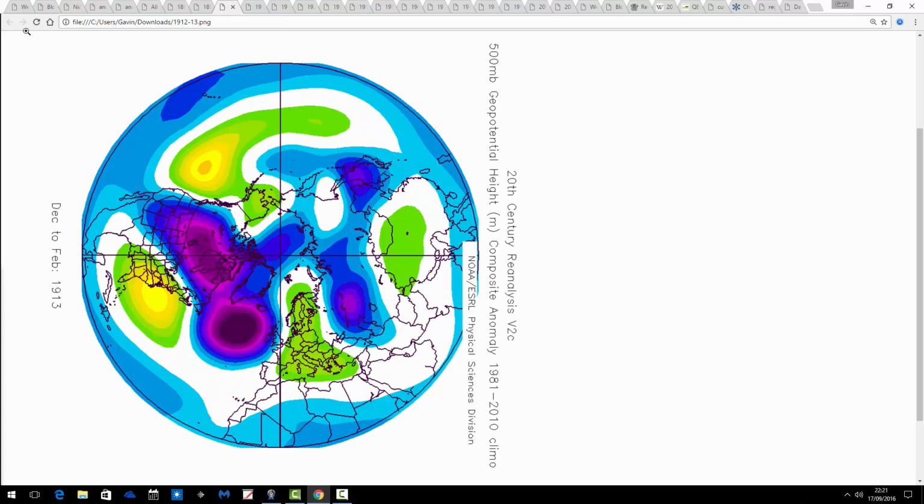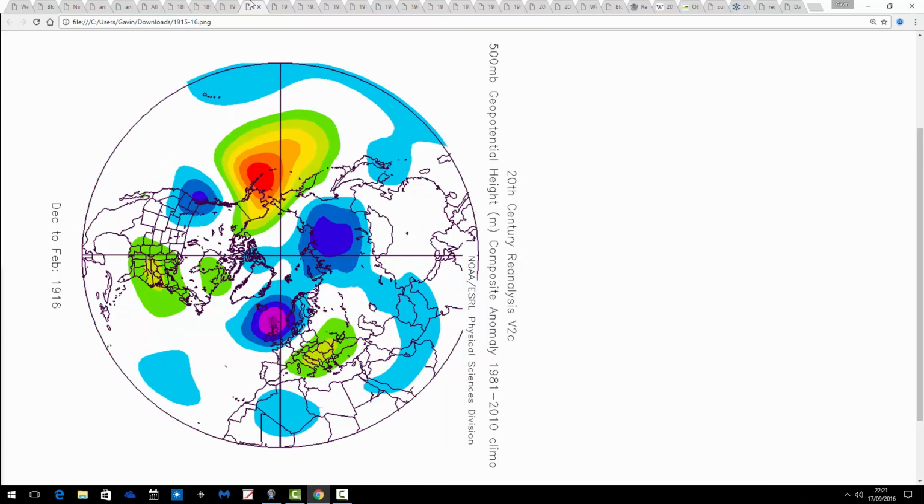The next one is 1913. Looks a very wet winter. This one, deep trough of low pressure in the Atlantic, a ridge through Central Europe, and the jet stream coming through rather like that. So I would have thought that's fairly mild, but the main thing probably is that it's exceptionally wet, especially in the west.